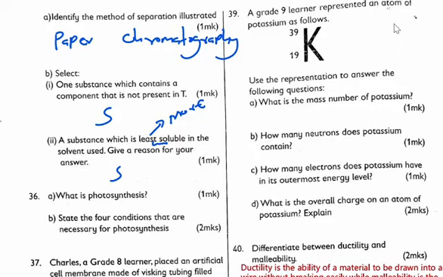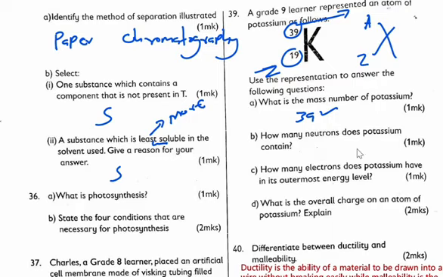Remember, when we're presenting elements, we have X. X can be any element symbol, and then here we have A and Z. A stands for the mass number and Z stands for the atomic number. So here, this is the mass number A. This is the atomic number Z. So what is the mass number of potassium? You can see the mass number is there. It is 39. Very simple.